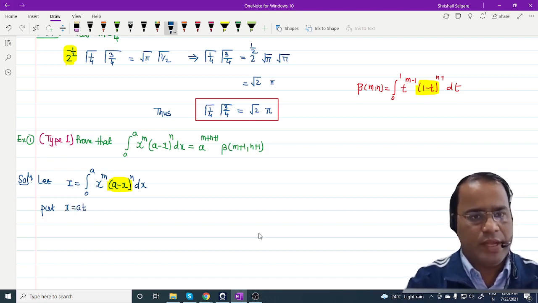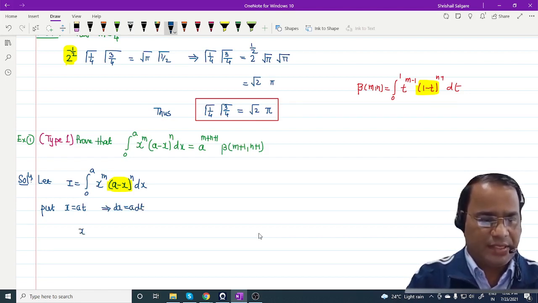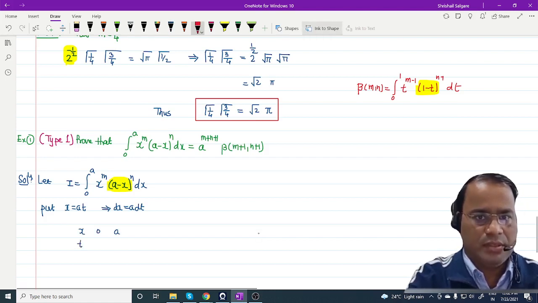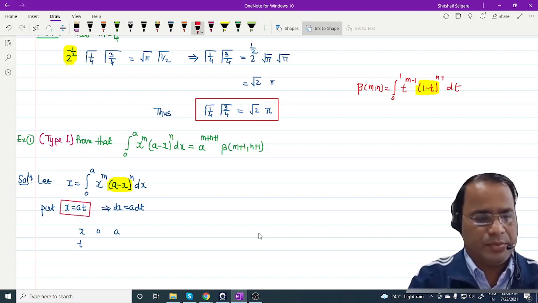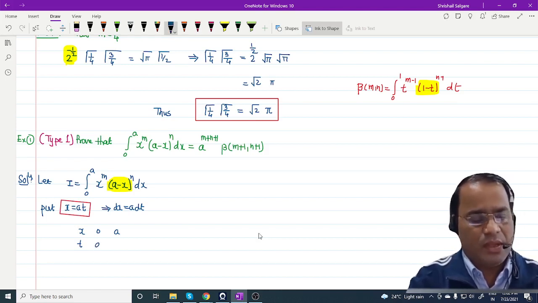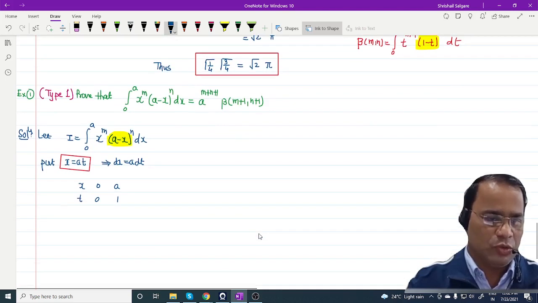Put x is equal to a t. Then dx is given by a times dt. Okay, limits. Given limits for x from 0 to a. So when you substitute x is equal to 0, then you will get t also 0. And when you substitute x is equal to a, then you will get t is equal to 1. That means new limits for t is from 0 to 1.